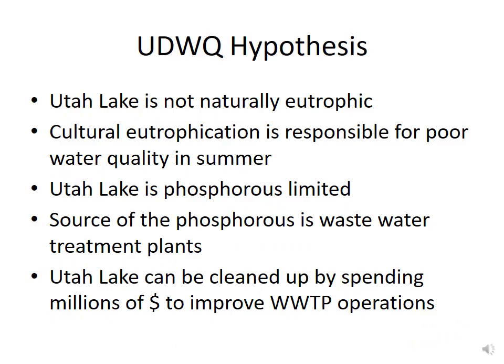So the Utah Division of Water Quality has a hypothesis. Their hypothesis is that Utah Lake is not naturally eutrophic, that it's cultural eutrophication that's responsible for the poor water quality in summer. They also have a hypothesis that Utah Lake is phosphorus limited, and that the source of that phosphorus is wastewater treatment plants. So sewage treatment plants remove a lot of the materials from it, but they don't remove all of the phosphorus. And furthermore, their hypothesis is that Utah Lake can be cleaned up by spending millions of dollars to improve the wastewater treatment plant operations.